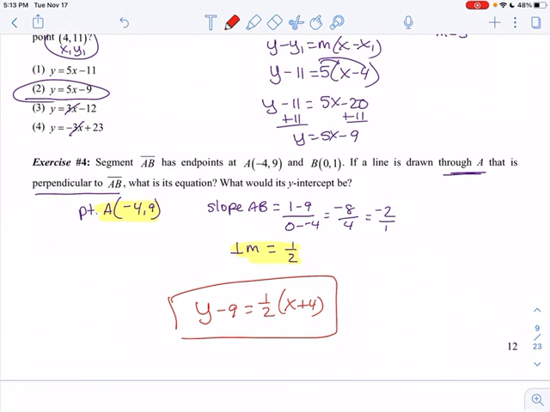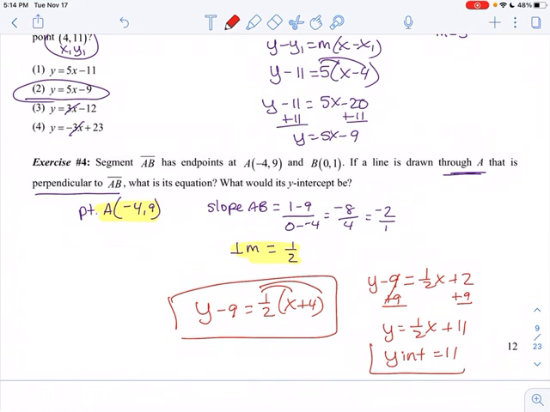And that's my answer. Now, the second part of the question wants to know what its y-intercept is. So in order to do that, I do have to distribute that to everything inside the parentheses. Y minus 9 equals 1/2 x plus 2, because 1/2 times 4 is 2. And then I'm just going to add 9. And I have y equals 1/2 x plus 11. So my y-intercept, my B, is 11. Right? And we're just going to practice that tomorrow.